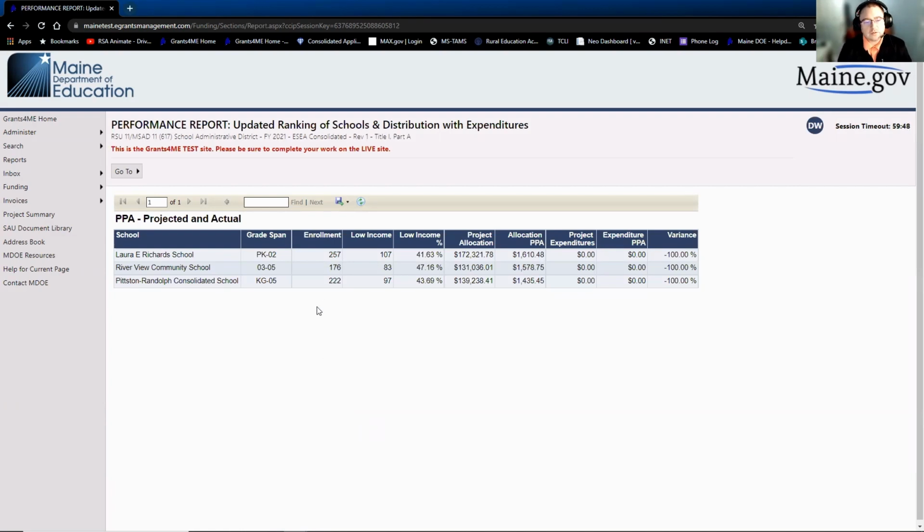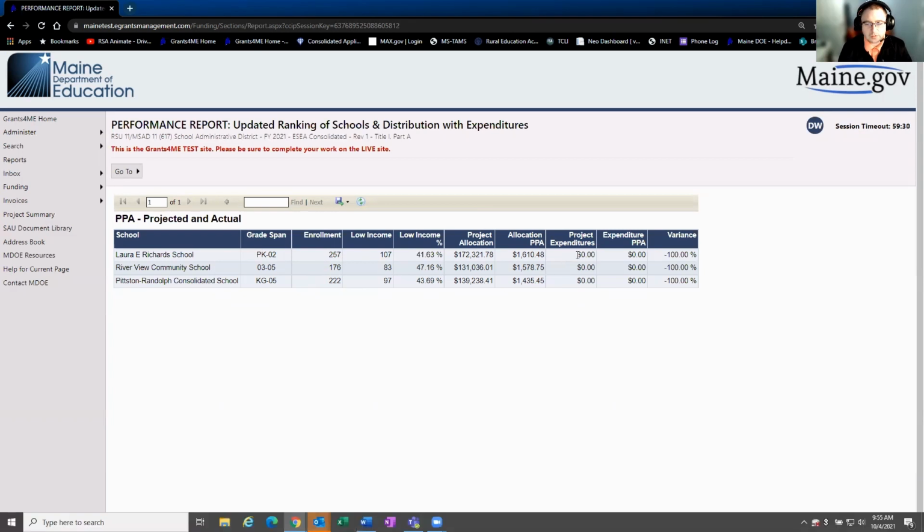So when we look at this grid, my apologies, it has all the information that was imported from GEMS for the school, the grade span, the enrollment, low income numbers, the low income percentage, the project allocation, and the allocation per pupil amount. And so once you put in your expenditures, you're going to start seeing your project expenditures and then your expenditure per pupil amount, or PPA. And then there's this variance column, which basically just shows us, how close did you go over? Are you under? What that looks like.